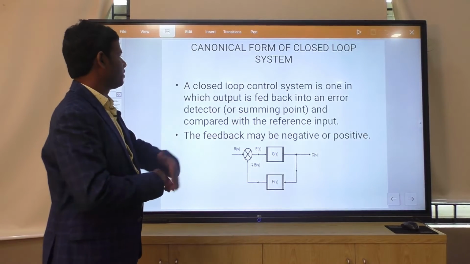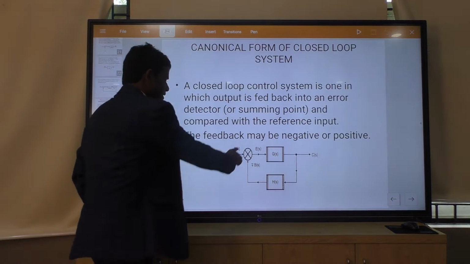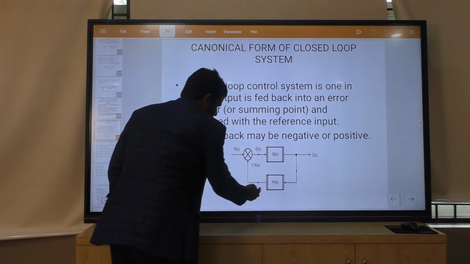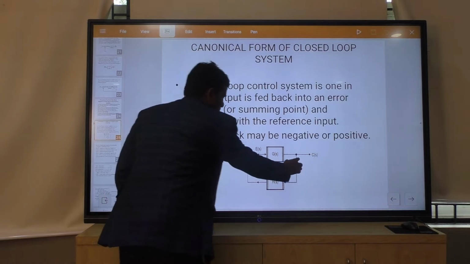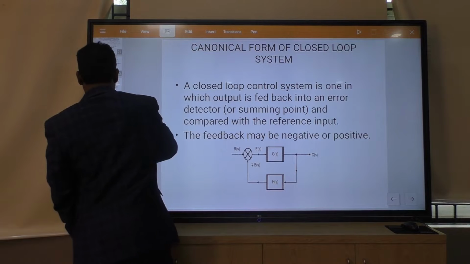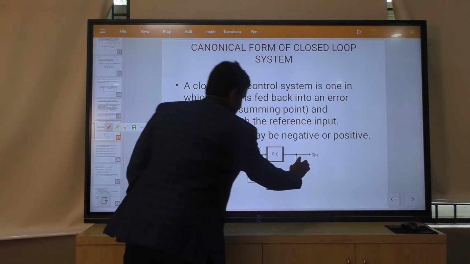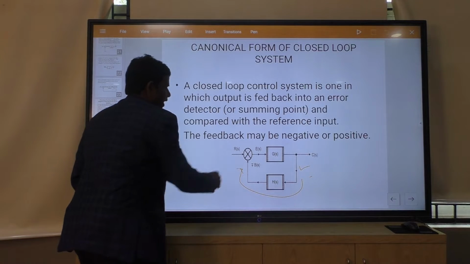So it is a closed loop system here. A closed loop control system is one in which the output, as you see in this control system, is fed back to the error detector, or input, or summing point. The output is always fed with the input through an error detector.